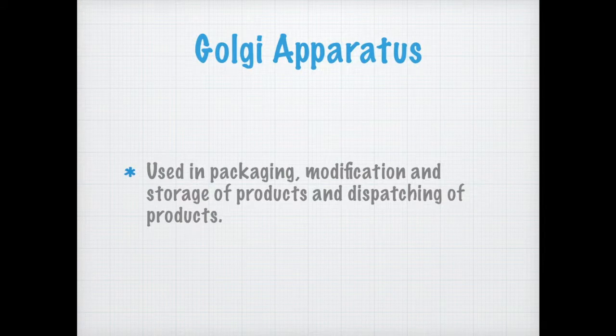Now let's move on to the Golgi apparatus, or the Golgi body. The Golgi body is used in packaging, modification and storage of products, and dispatching of products. So it's basically like the marketing system of the cell. It does all the marketing, and it packages the products for dispatching.